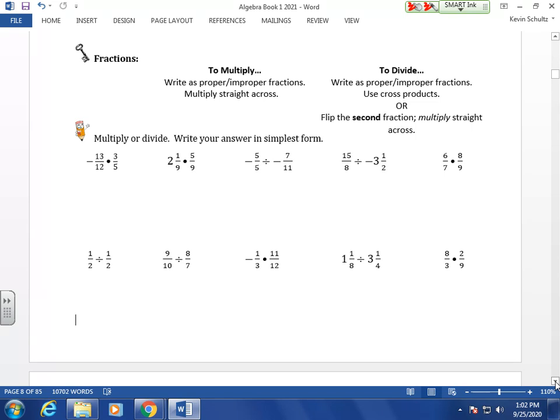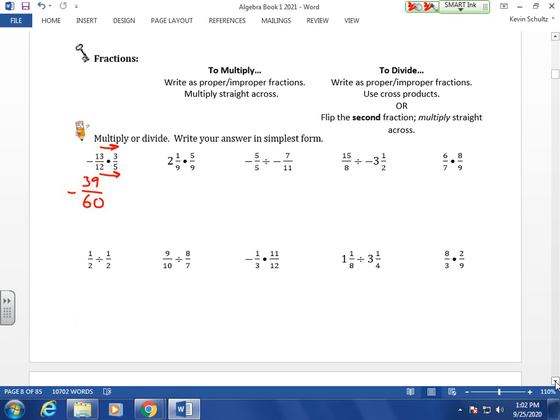Okay? So with negative 13/12 times 3/5, what is our process for multiplying fractions? Linnea? Straight across. Common denominators? Nope. Okay? Across we go. And we end up with 13 times 3, which is 39, and 12 times 5, which is 60. And it's going to be negative because of that negative times a positive.